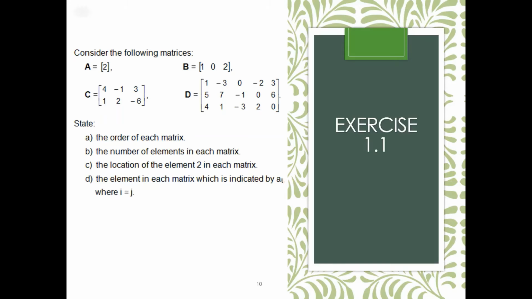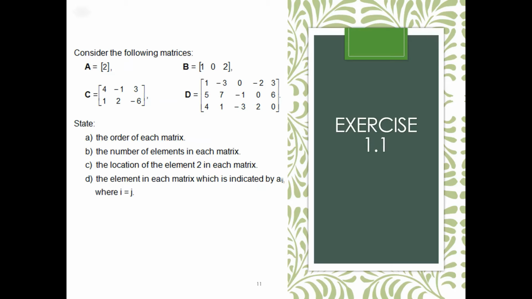Let's do exercise 1.1. Consider the following matrices A, B, C, and D. A. State the order of each matrix. B. State the number of elements in each matrix. C. State the location of the element 2 in each matrix. And D. State the element in each matrix which is indicated by Aij, where i equal to j.